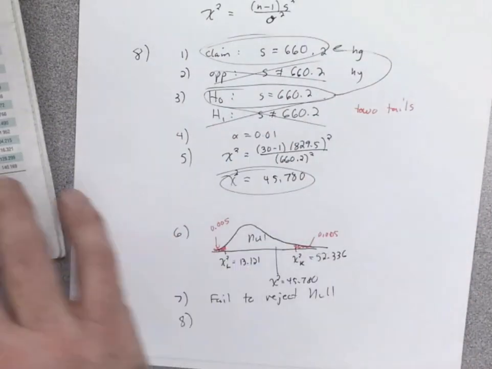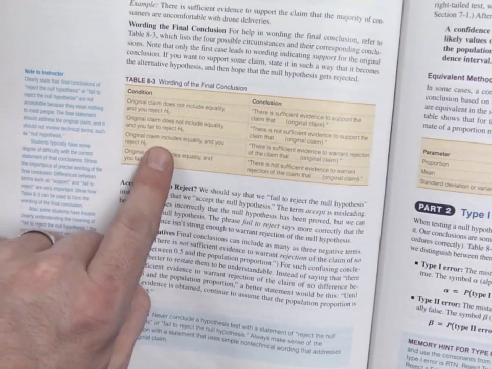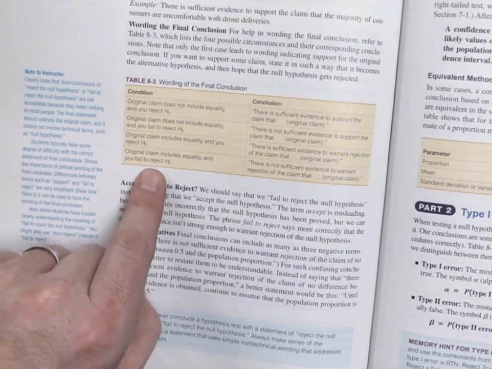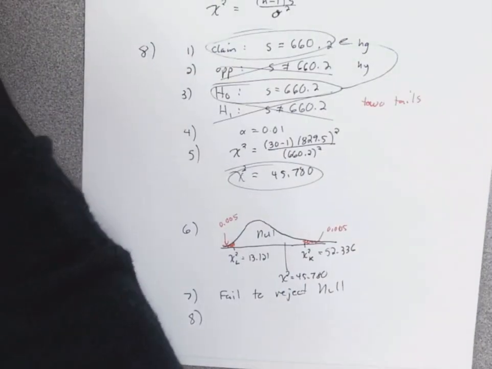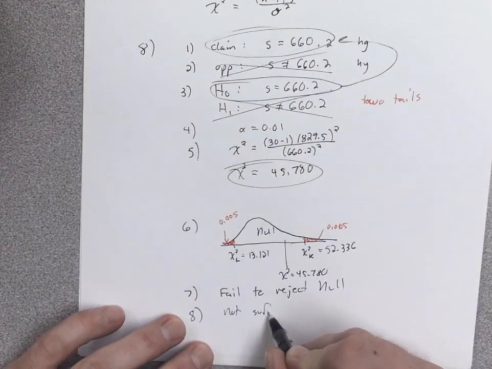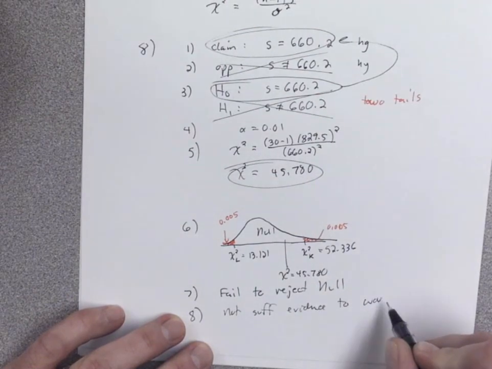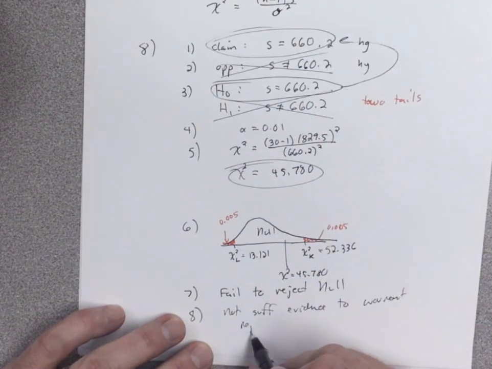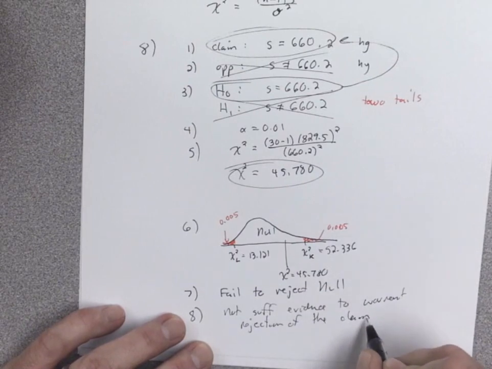How we write that is kind of dependent on the situation. The words that they use for that are: the claim has equality, and you fail to reject the null. So there is not sufficient evidence to warrant rejection of the claim. And that's how those are done.